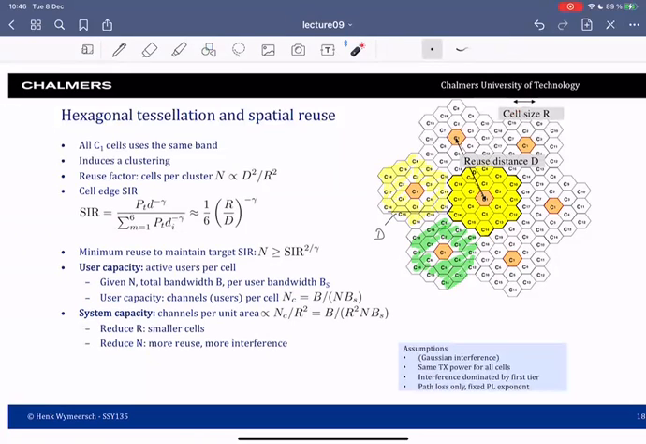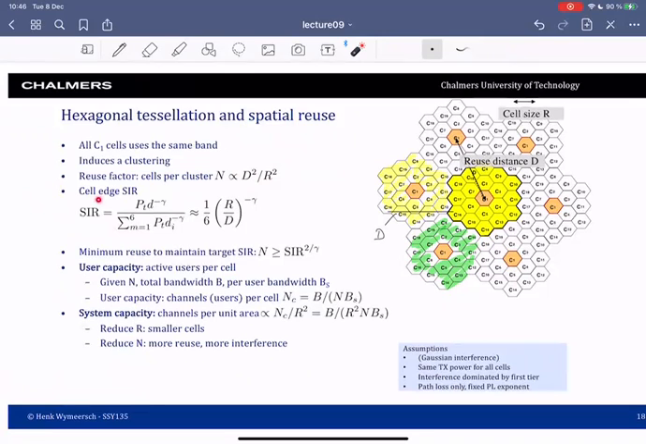Now, given the size of a cell and this reuse distance, we can compute the number of cells for each cluster. And this turns out to be proportional to the size of the cluster, which is related to D squared over the size of the cell squared. So the area of the cell, and here's the area of the cluster. So you can verify this yourself. I don't want to do this here.